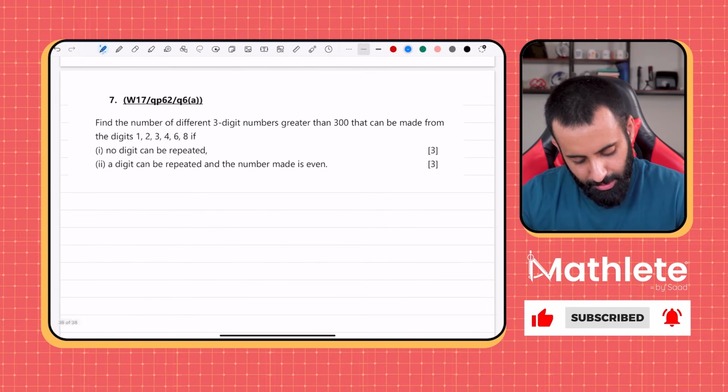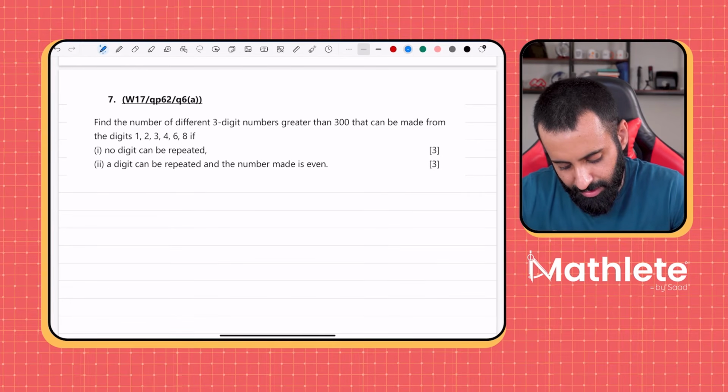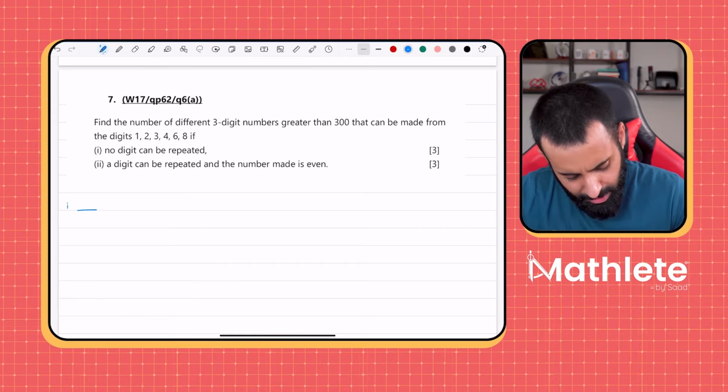So this is from October-November 2017. Let's see what this says. Find the number of different 3-digit numbers greater than 300 that can be made from the digits 1, 2, 3, 4, 6, and 8 if no digit can be repeated. Okay, so it's a pretty straightforward question.